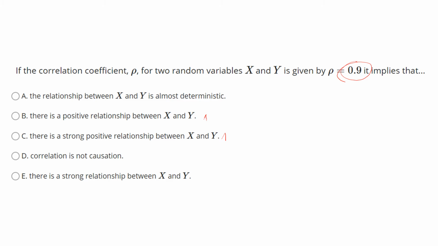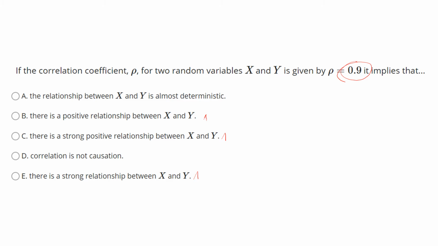E, there is a strong relationship between X and Y. Well, that's true as well. 0.9 is a high value. Remember that the rho value ranges between minus 1 and plus 1. Therefore, a value of 0.9 is quite high and indicates a strong relationship between X and Y. So we've got three potentially accurate statements. What is the best answer to this question? What is the best thing we can say given this value? I'll leave it for you to decide.